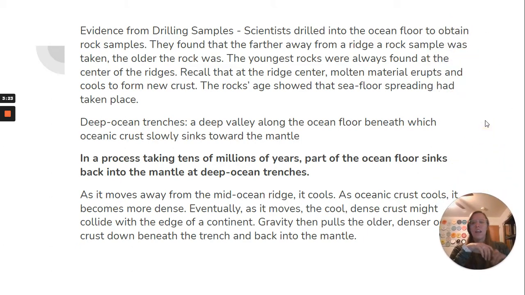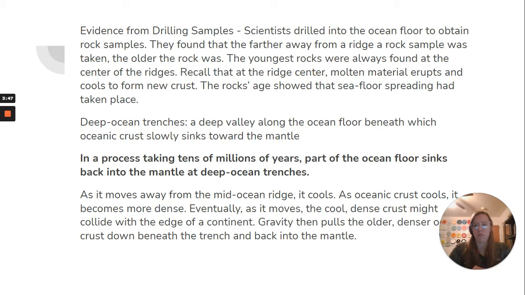There we go. Okay. Evidence from drilling samples. Scientists drilled into the ocean floor to obtain rock samples. They found that the farther away from a ridge a rock sample was taken, the older the rock was. The youngest rocks were always found at the center of the ridges. Recall that at the ridge center, molten material erupts and cools to form new crust. So the rock's age showed that seafloor spreading had taken place.